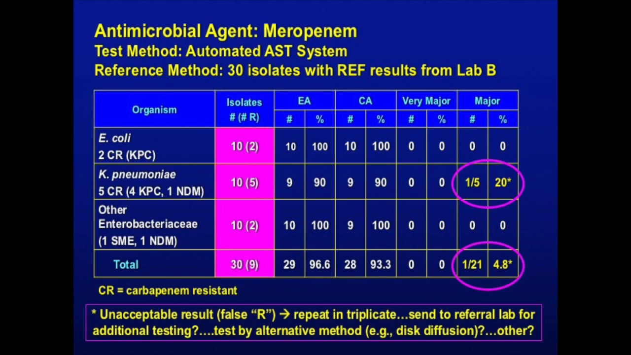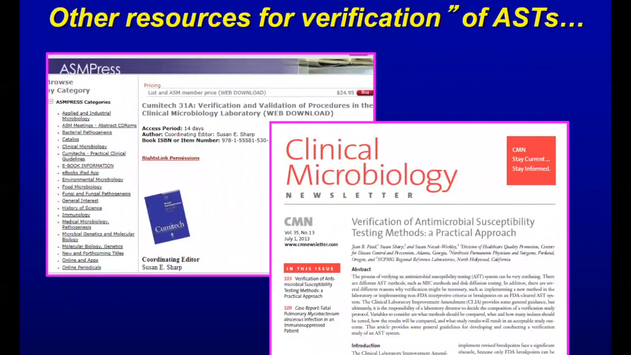But again, your path forward has to be defined when you write your verification protocol and then decide what to do here to resolve any problems that are observed.